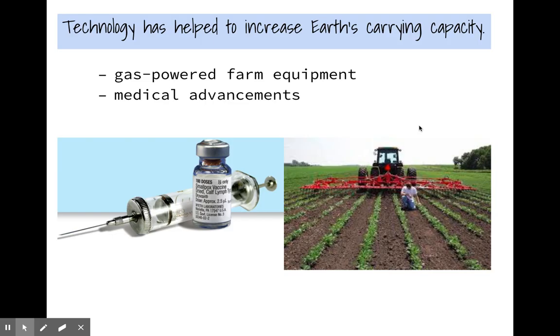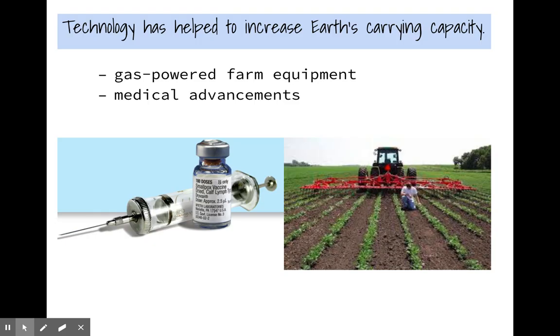Now, technology has helped to increase Earth's carrying capacity. We have gas-powered farm equipment and medical advances. If we think about the early 1900s, Earth's population was pretty stagnant. Why was that? In the early 1900s, humans used to farm on their own. We didn't have huge gas-powered farm equipment, so if there was a bad winter, it could wipe crops out. Along with medical, in the early 1900s a lot of people died. Children died at an early age due to viruses and disease.